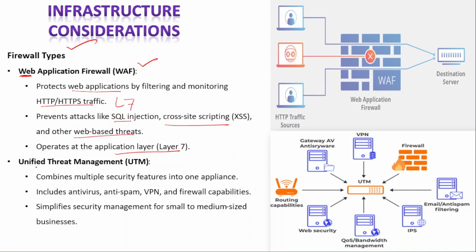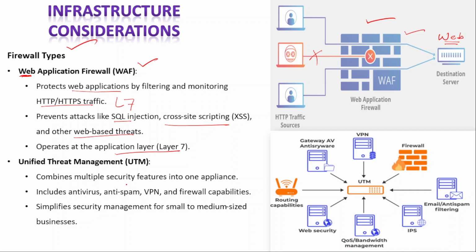Another firewall type is the UTM, or Unified Threat Management. So this is a depiction of the WAF. It basically sits in front of the web server or web application, and any request goes through it. If any malicious or unauthorized access is attempted, it is blocked.